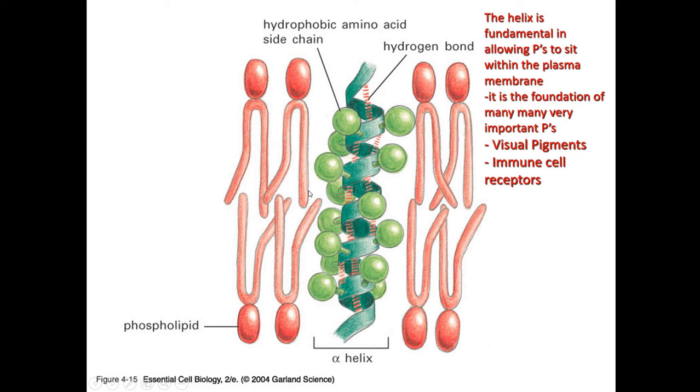In the figure you can also see the phospholipid. The helix is fundamental in allowing proteins to sit within the plasma membrane. So this is the structure of the membrane. It is the foundation of many very important proteins, visual pigments, immune cells and receptors. So it is clear. It has been taken from the book Essential Cell Biology. Okay.